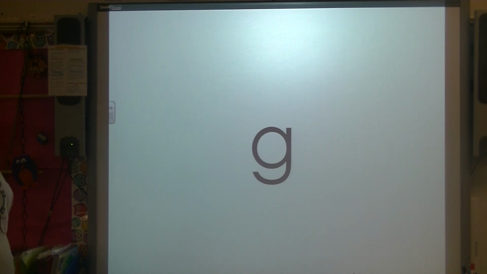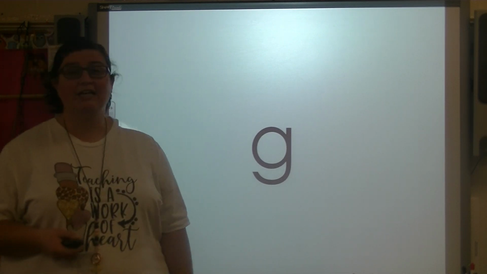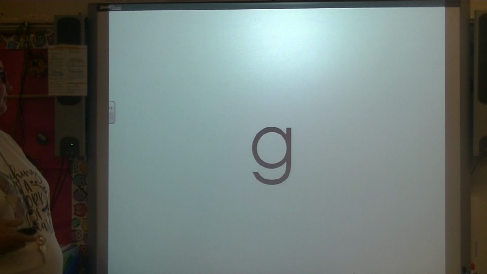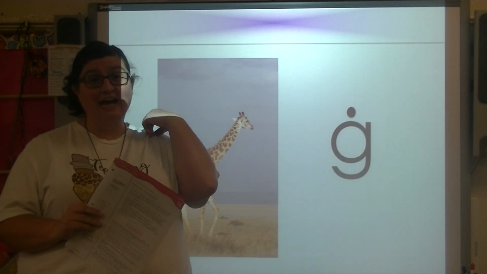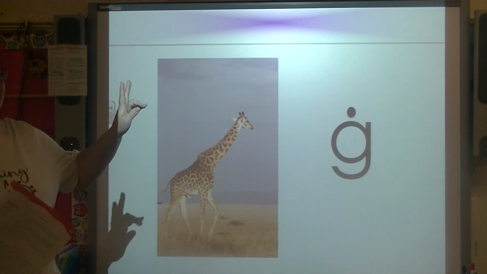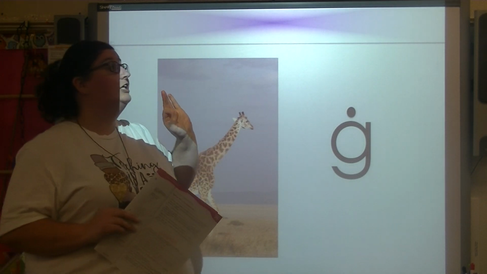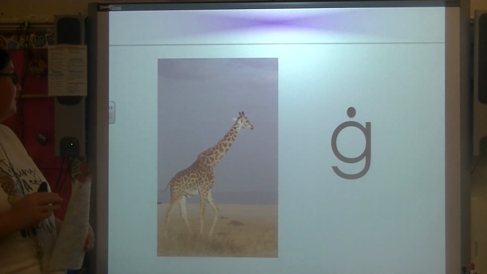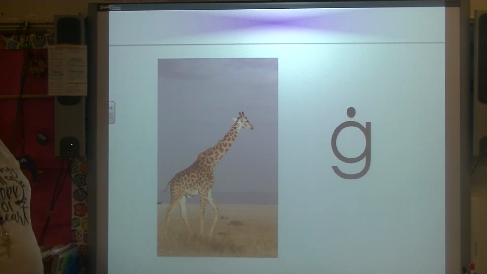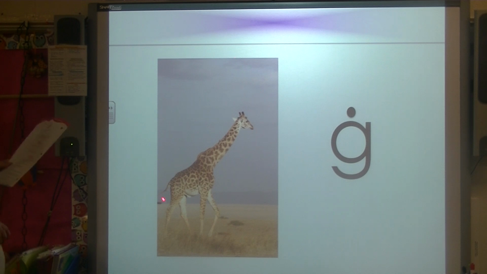All right, our card is still G. What letter? Yes, G. All right, but G has a new sound. G can make two sounds. It can say G and it can say J. All right, this is the J sound of G. All right, what is this, guys?